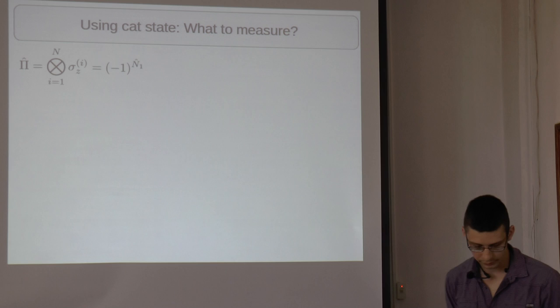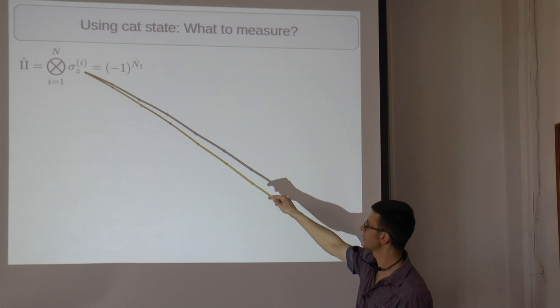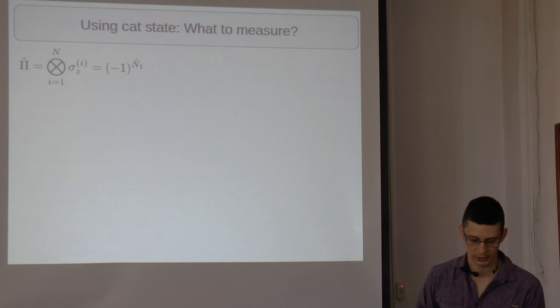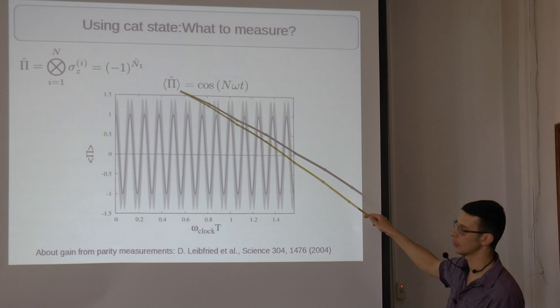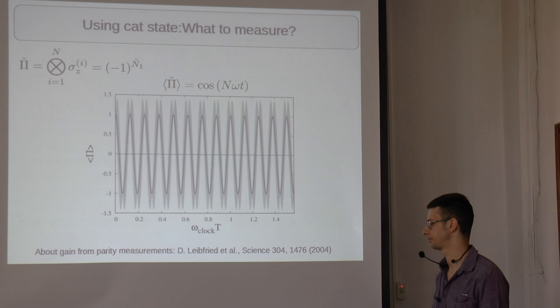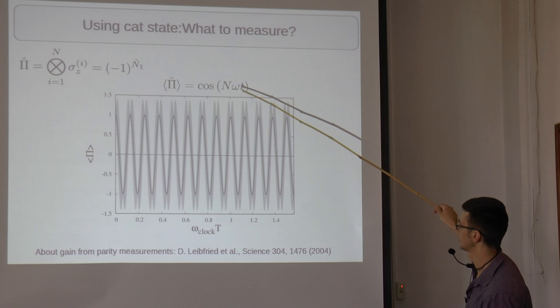The thing you should measure is the parity, which is just the product of sigma z matrices for different atoms. So it's like minus one to the number of atoms in one. This is the quantity which is good in the sense that this average parity has very fast oscillations. Average parity computed for the evolving cat state is like cosine of n omega t. So this speed of changes in phase is increased n times because of the presence of the cat state.